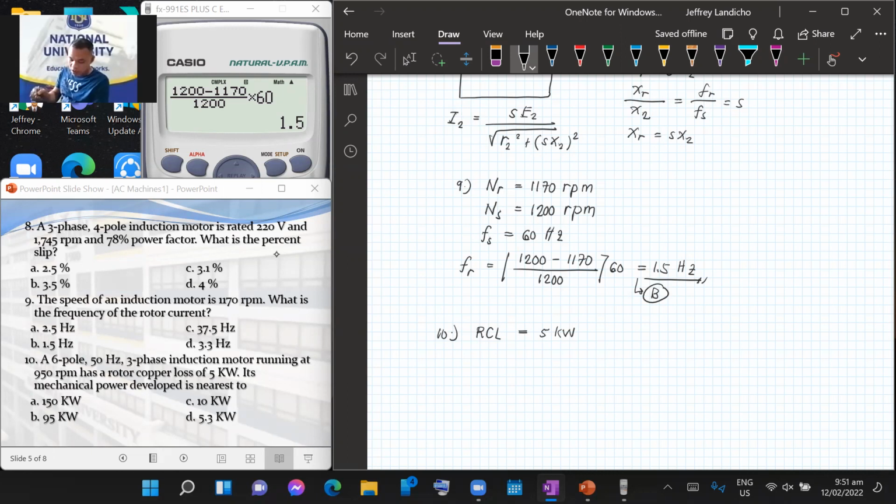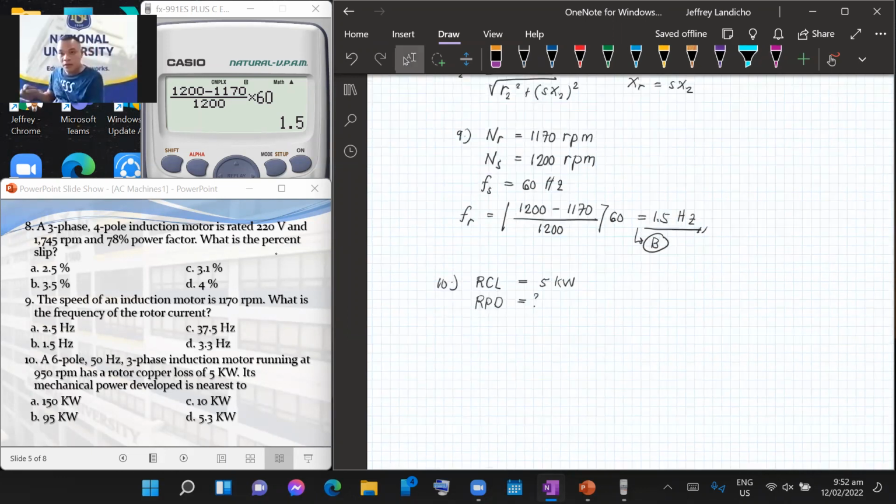So what would be the mechanical power developed, given the rotor copper loss of 5 kilowatts? So hindi ko babaguhin yung symbol. Mechanical power developed, that is the RPD. Rotor power developed. So yun ay nahanap. You have the RCL and you have the RPD. So para makuha natin yan, balikan lang natin, no? Although direct substitution to, pero mas maganda, balikan natin yung power stages of induction motor.